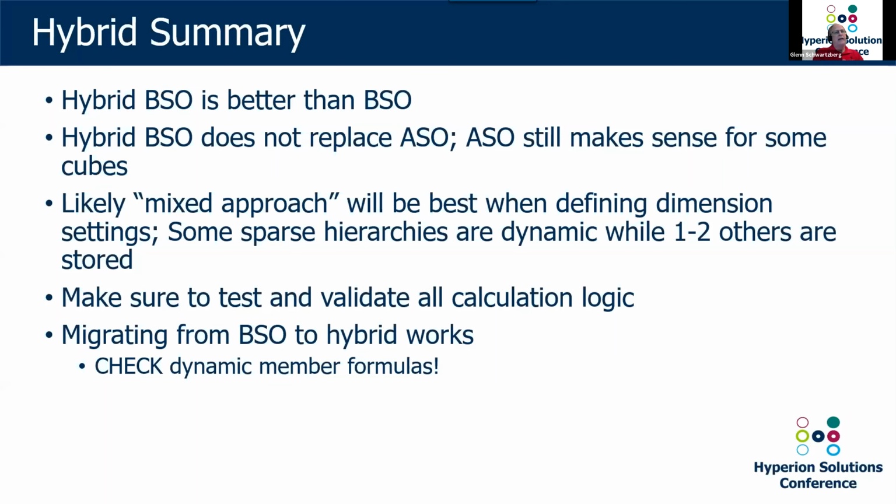I had a client that wanted to use sandboxing and had an 8 million member dimension. We turned the cube into hybrid and it worked great. We made one dimension stored, so my mixed approach is making some dynamic and others stored. That worked out great for them. They were able to do what-if scenarios that they were never able to do in their ASO cube.